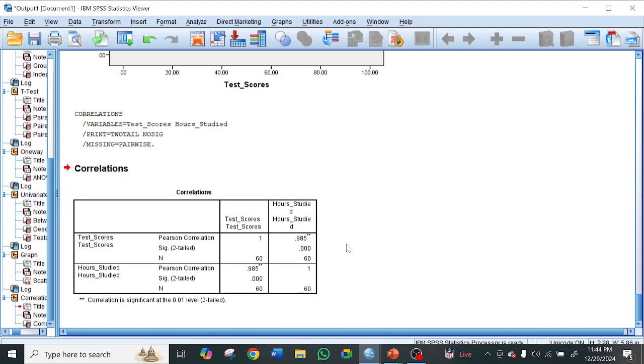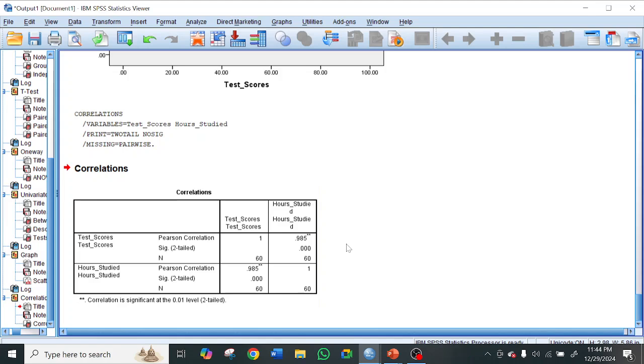So the correlation between hours studied and test score is 0.985, and this is very close to 1, and that indicates a strong positive relationship. It simply means that as the hours studied increase, test scores also increase in a linear pattern, like in a straight line. We can see the significance level to be 0.00, and the correlation is statistically significant at 1%.